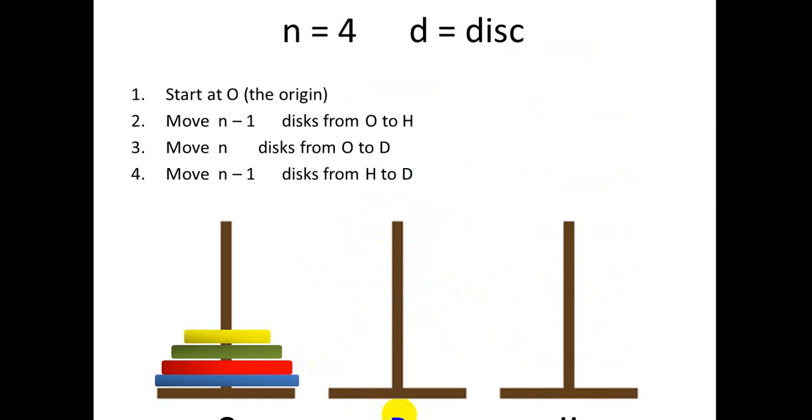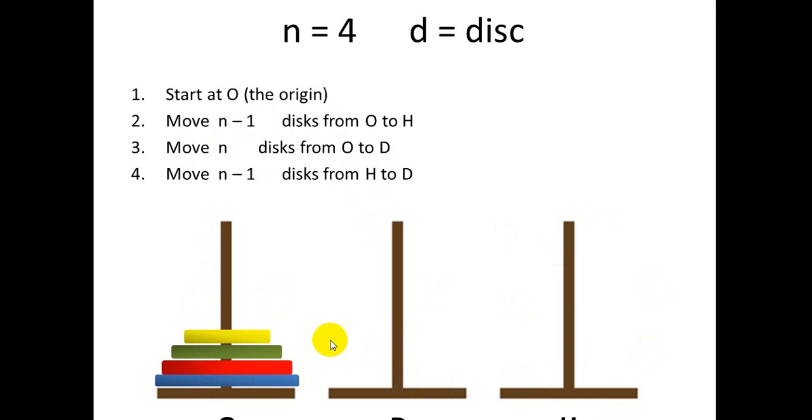But let's look at how you would write the algorithm. First of all, always state where you are starting. We're starting with n equals 4, 1, 2, 3, 4 discs, and of course for annotation purposes d equals disc. So start at origin O. Move n minus 1 discs from O to H. Move n discs from O to D. Move n minus 1 discs from H to D.